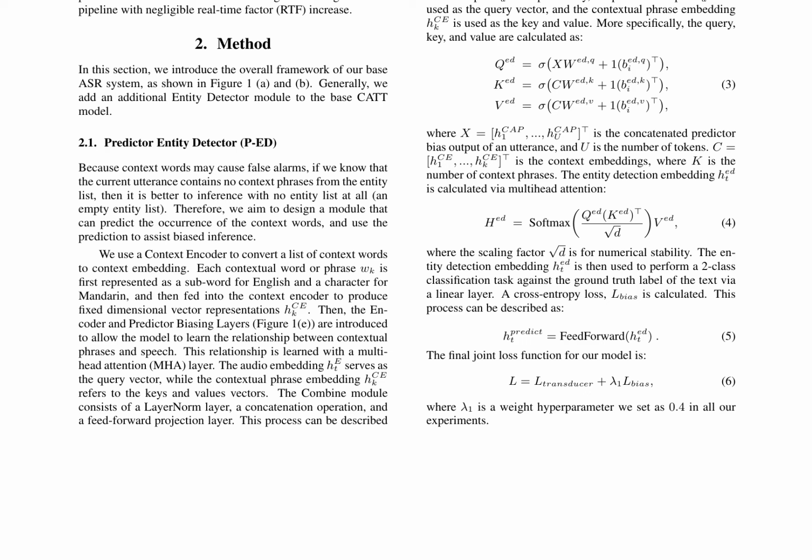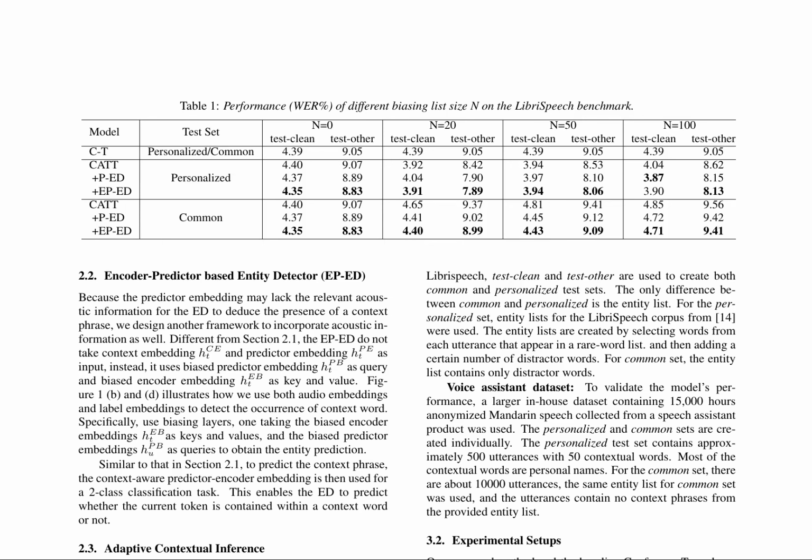Experiments on Librispeech and an internal voice assistant dataset show that our approach can achieve up to 6.7% and 20.7% relative reduction in word error rate, WER, and character error rate, CER, compared to the baseline, mitigating up to 96.7% and 84.9% of the relative WER and CER increase for common cases. Our approach has a minimal performance impact in personalized scenarios while maintaining a streaming inference pipeline with negligible real-time factor (RTF) increase.